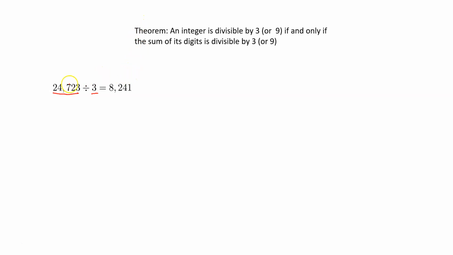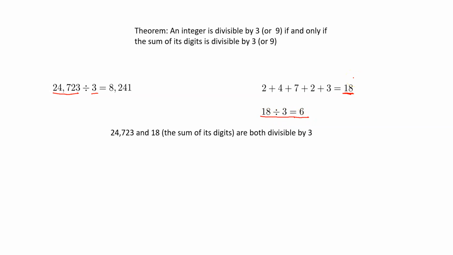However, an easy way to check that this is true, suppose you didn't have a calculator, is I could simply add up all of the digits, and whatever my result is, in this case 18, notice that this is also divisible by 3. Okay, so the key understanding here is that both 24,723 and 18, which is the sum of its digits, are going to be divisible by 3.